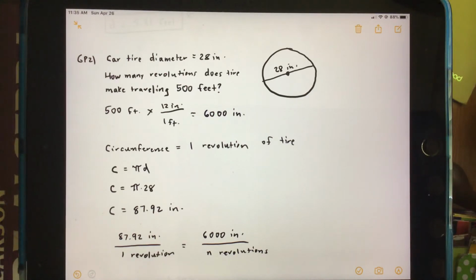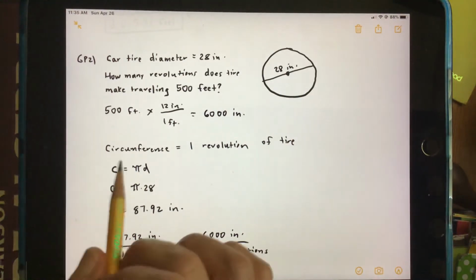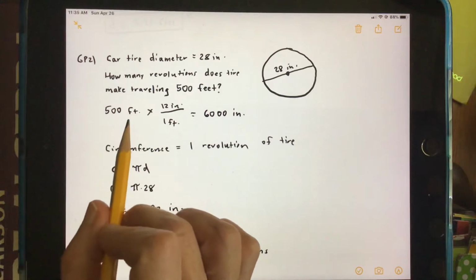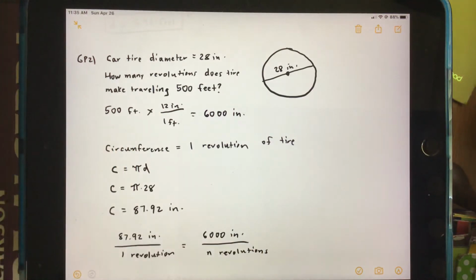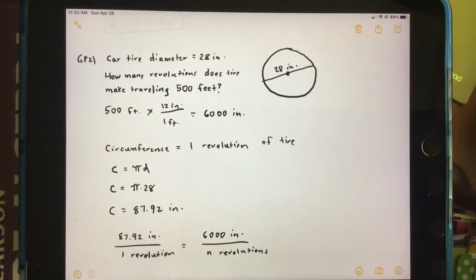Well, our first step is to notice that we have both feet and inches as our units. We were given the diameter is 28 inches. We were asked to figure out, for that tire traveling 500 feet, how many revolutions does it make? Well, we'll want to first change that 500 feet into inches so our units are the same. So since there are 12 inches in every 1 foot, 500 feet times the 12 inches will tell us that 500 feet is the same thing as 6,000 inches.